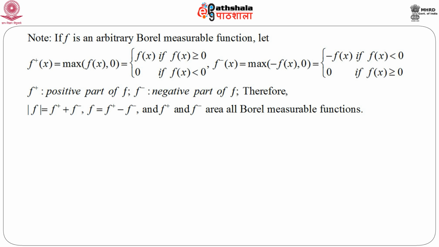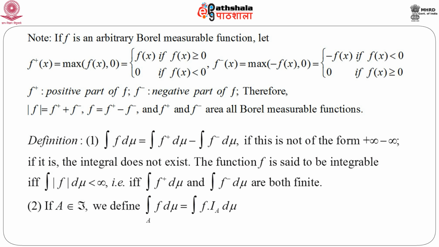f can be written as f plus minus f minus, and f plus and f minus are both Borel measurable functions. So, now we are in a position to define integration of any arbitrary Borel measurable function in terms of f plus and f minus, which is in fact integration of f plus d mu minus integration of f minus d mu, if this is not of the form infinity minus infinity. If it is, we say that the integral does not exist.